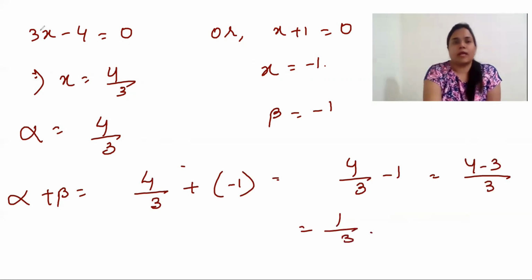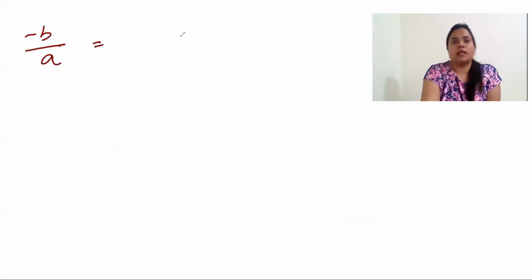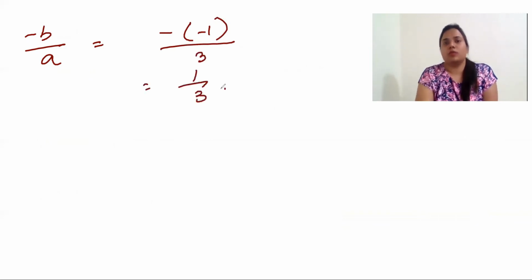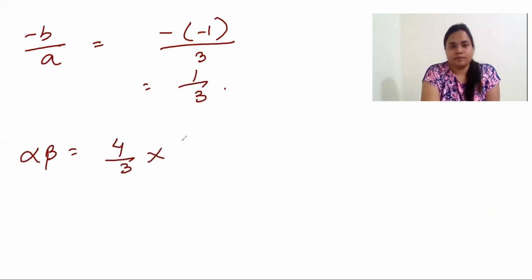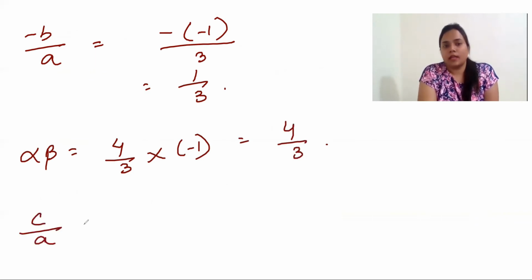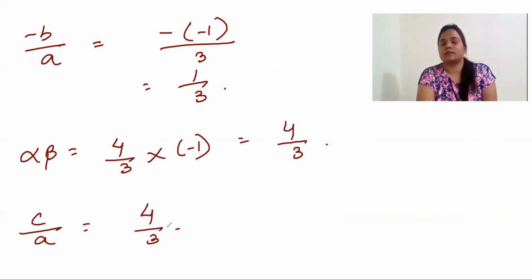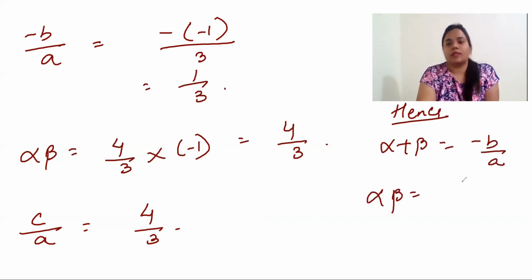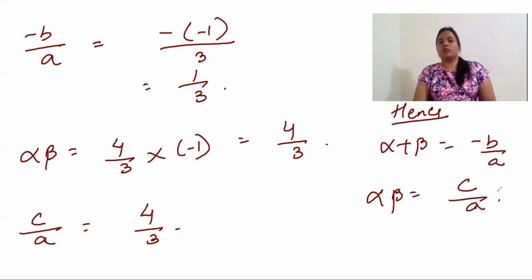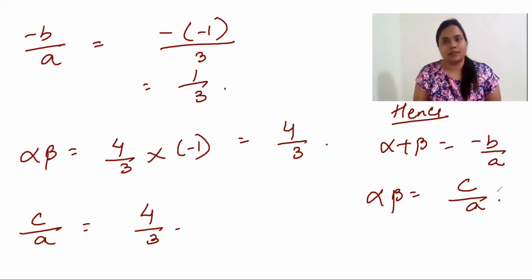Fine. So now let us find minus b by a. Minus b by a will be equal to minus of minus 1 by 3, that is equal to 1 by 3. Alpha into beta is equal to 4 by 3 into minus 1. This is equal to minus 4 by 3 and c by a is equal to minus 4 by 3. Fine, again we got it. So hence alpha plus beta is minus b by a and alpha beta is c by a. We got all the zeros, we verified, we got our answers also correct.